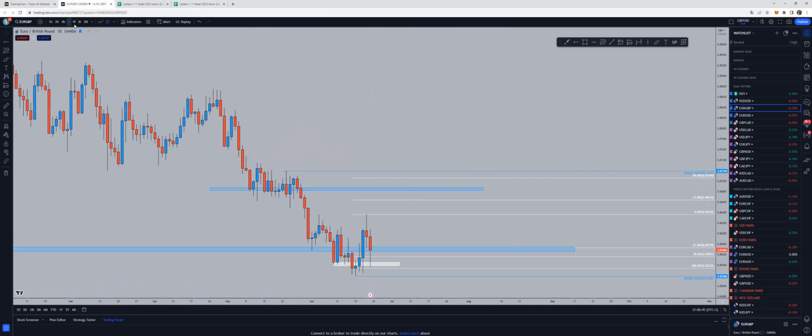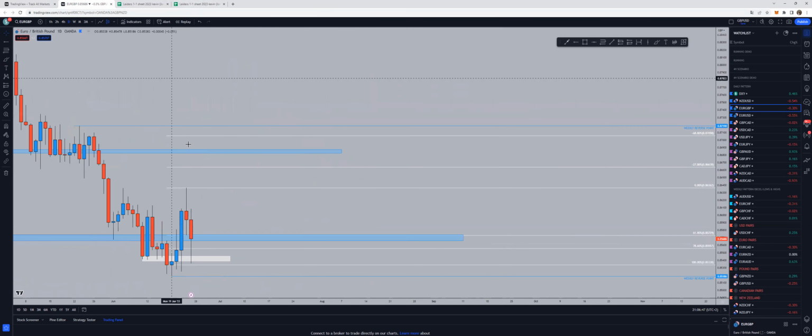So I went to the daily, and what can you see on the daily? We are just above it, still above that. And on the daily, what I saw was this nice shoulder one here, head, shoulder two, and we have some rejection of it already. So it's very nicely aligning there.